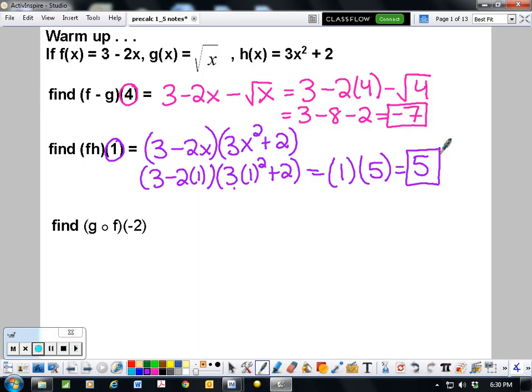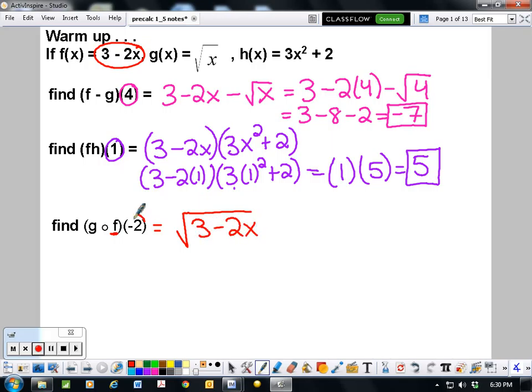Okay, our next one is our composition. So g composed with f. So f is second, so that's getting plugged into the g. So that means this is going to be square root of x, but instead of x, we're plugging in that f of x. So 3 minus 2x.